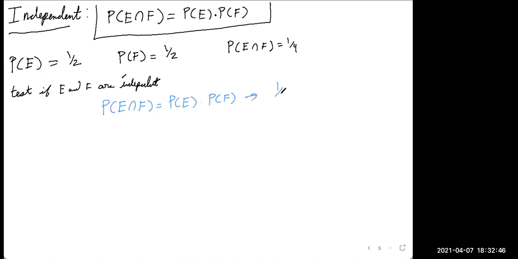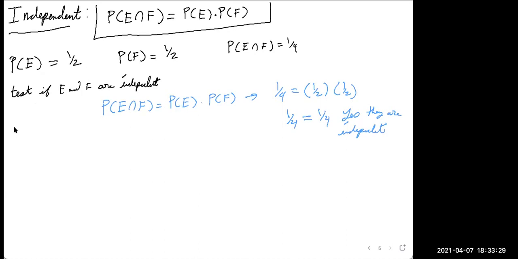Their intersection is 1/4. The probability of E is 1/2. The probability of F is 1/2. If I multiply these two numbers, I get 1/4 equals 1/4. So yes, they are independent because they fulfill that definition. Okay. It doesn't mean any more or any less than that. That's how we define the definition of independence.